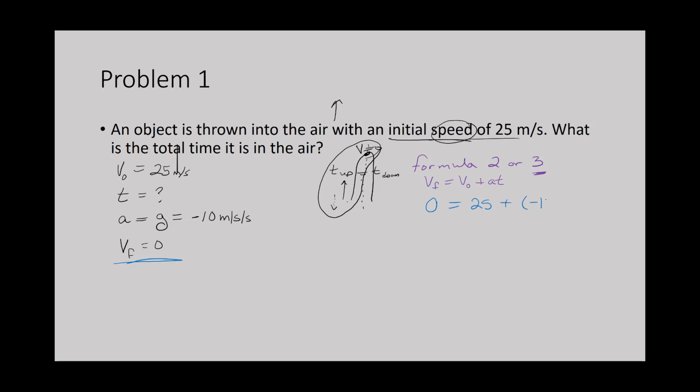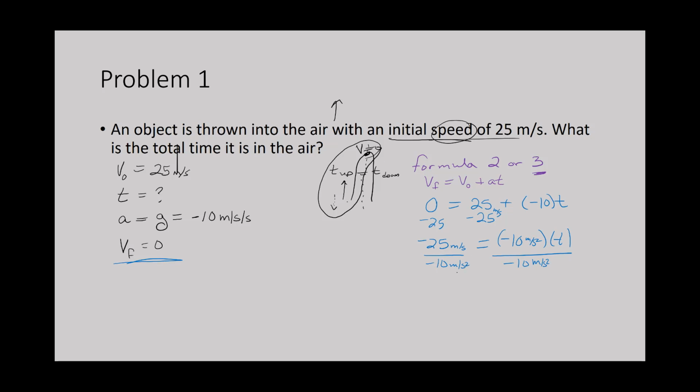Make sure you get that negative on the 10. And then time I would leave as t because that is my unknown. So then I would need to solve this out. I would need to subtract the 25 from each side. So I would have negative 25 meters per second, I should put my labels in there, is equal to negative 10, that is meters per second squared, times time.